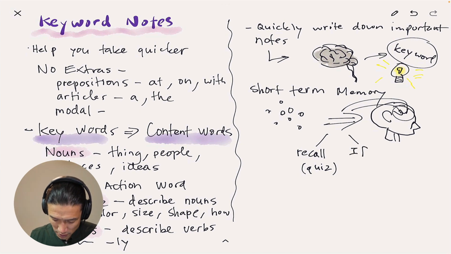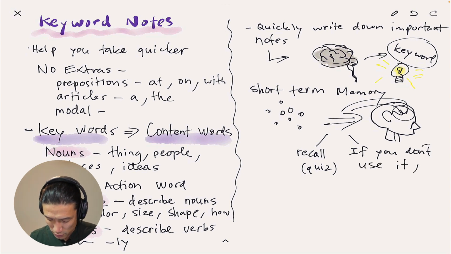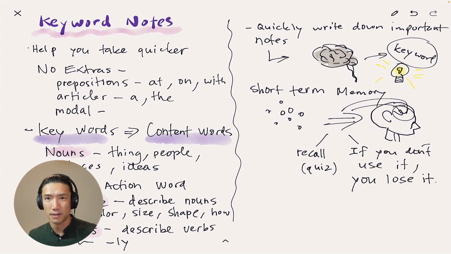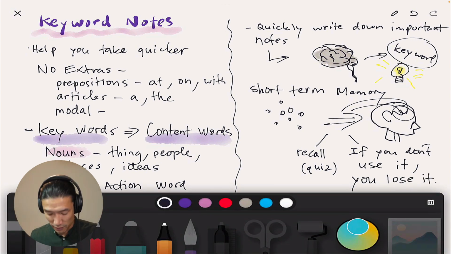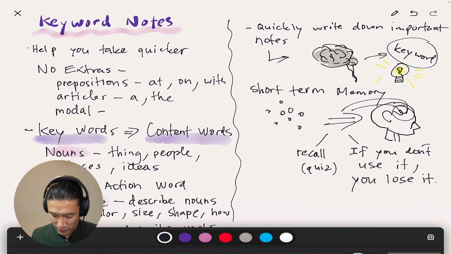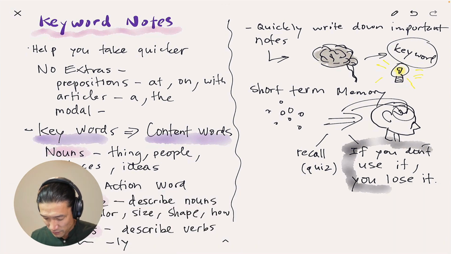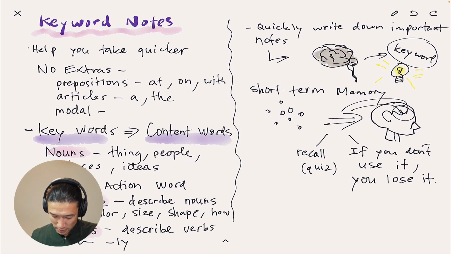If you don't use it, you lose it. Really important, right? If you don't use a phone number, we don't do this anymore because we have our smartphones. But if you don't use this information, you lose it. I want to use a different color.